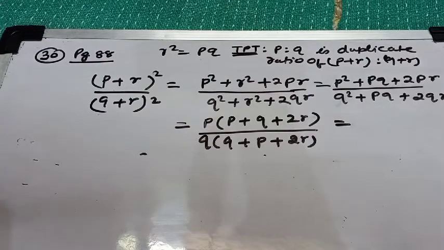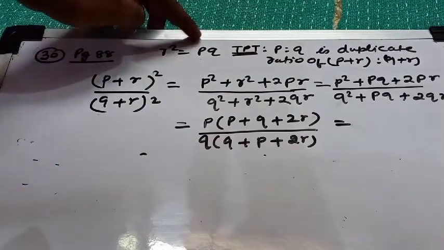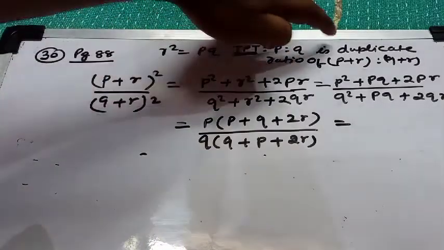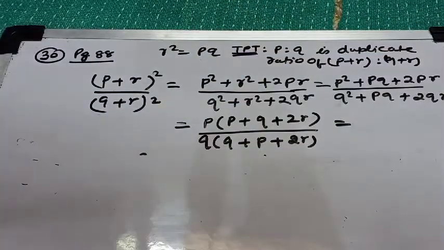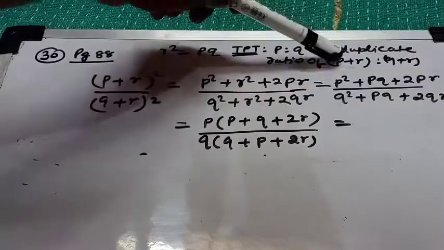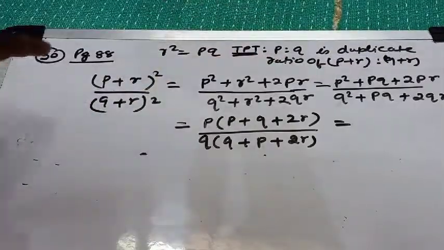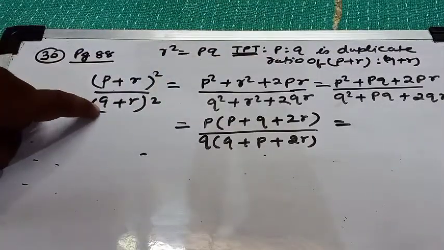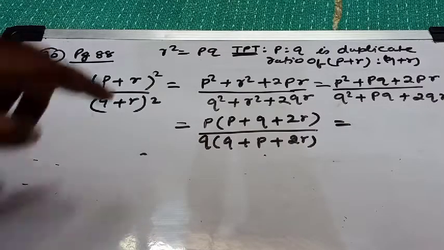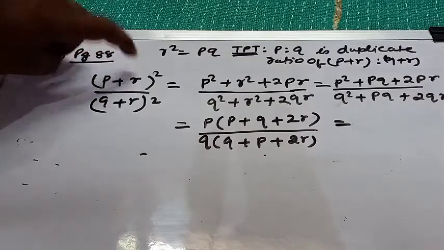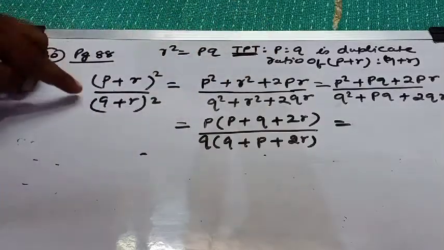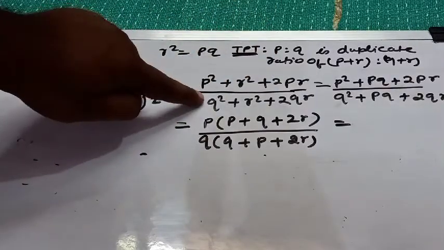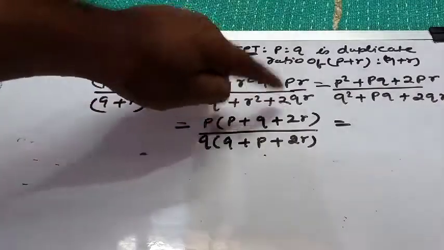Now we are in question number 30. Question number 30 says R square is equal to PQ, and you have to prove that P is to Q is the duplicate ratio of P plus R is to Q plus R. So since we have to find the duplicate ratio of P plus R and Q plus R, I have written P plus R whole square by Q plus R whole square. So P plus R whole square will be expanded, so it will be P square plus R square plus 2PR, and Q plus R whole square will be expanded as Q square plus R square plus 2QR.